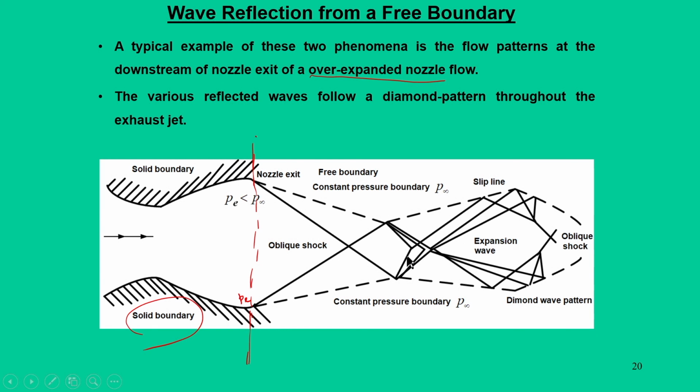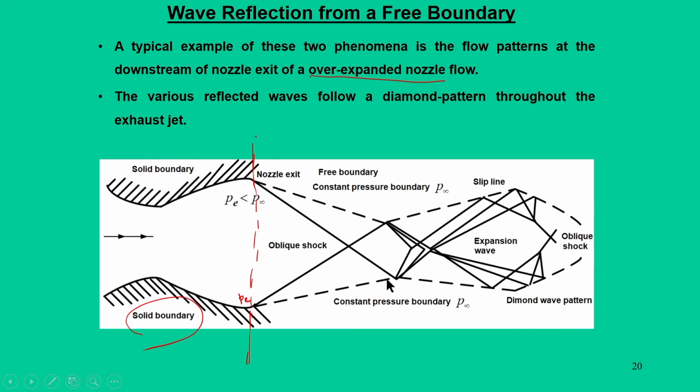So, we will have expansion waves, and here also the shock wave meets a free boundary, and it also has expansion waves. These expansion waves go further and meet, and when they meet again they form a single oblique shock. I will have a series of oblique shocks formed in this manner.